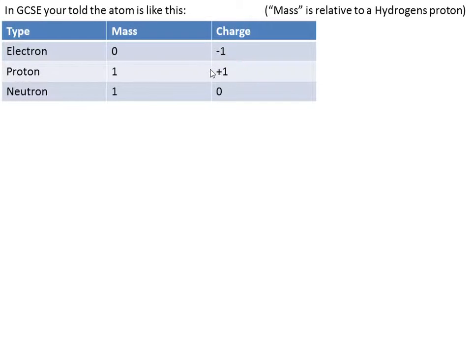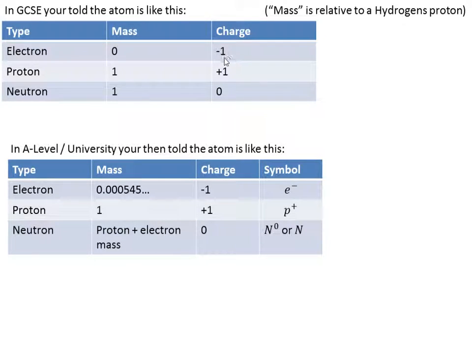But their charges are these. In A level or university, you're told an electron mass is this, a proton mass is this, and a neutron mass is this. But we're not gonna worry too much about this. So we're just gonna say a neutron mass is 1. Charges are the same, and this is their symbol. So an electron is e minus, a proton is p plus, or sometimes just a p, and a neutron is n0 or n, because there's no point adding the 0.